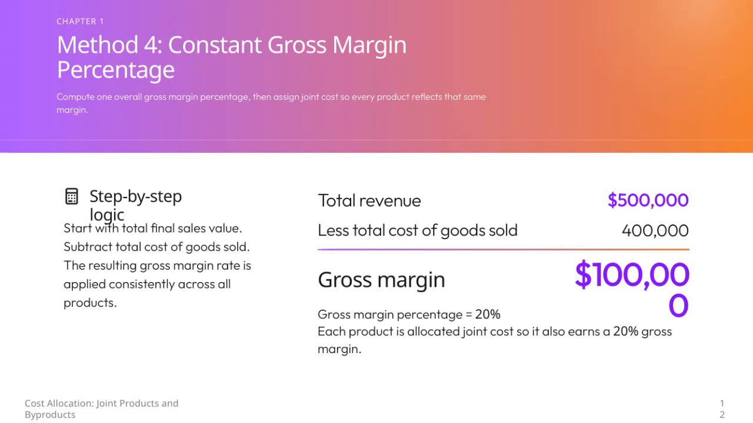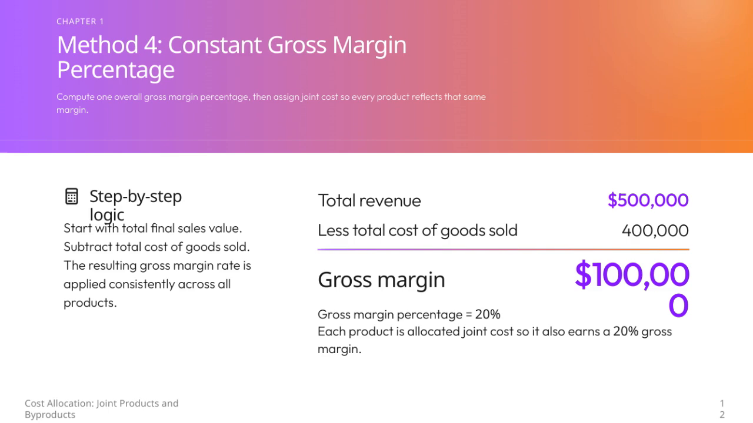Here, we're looking at the method of allocating joint costs using a constant gross margin percentage. We start with the total final sales value, which in this example is $500,000. From that, we subtract the total cost of goods sold, which is $400,000. This gives us a gross margin of $100,000. When we calculate the gross margin percentage, it comes out to 20%.